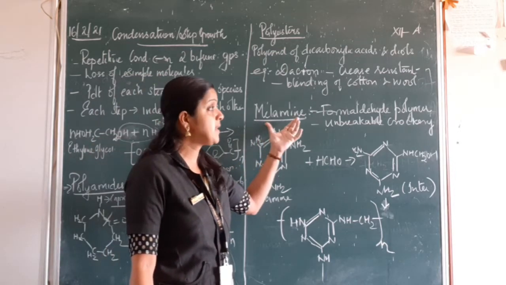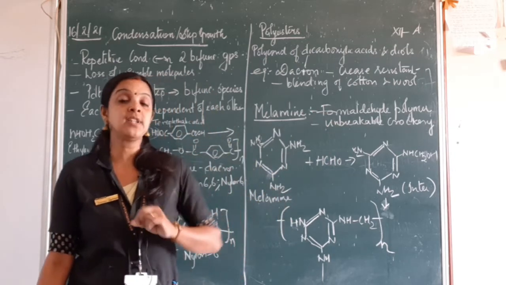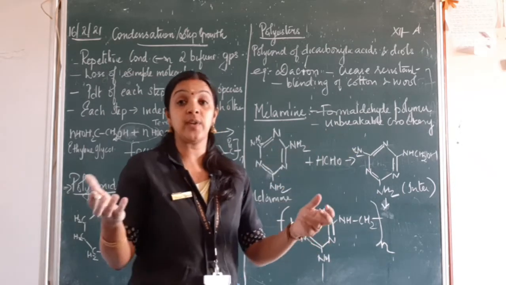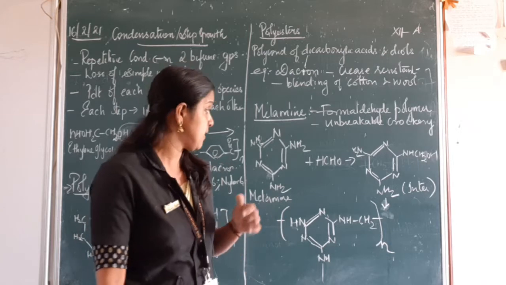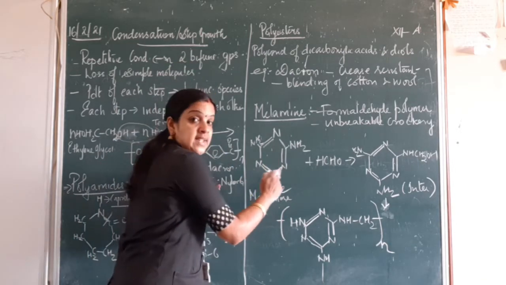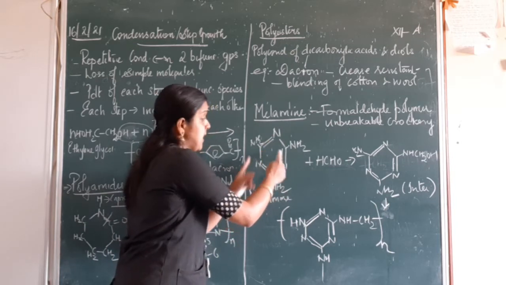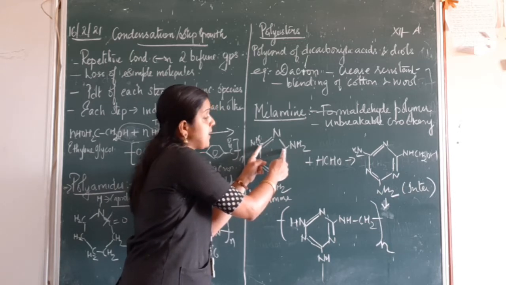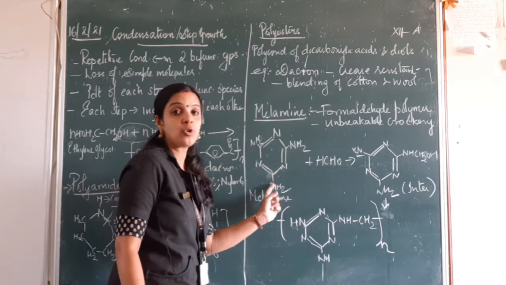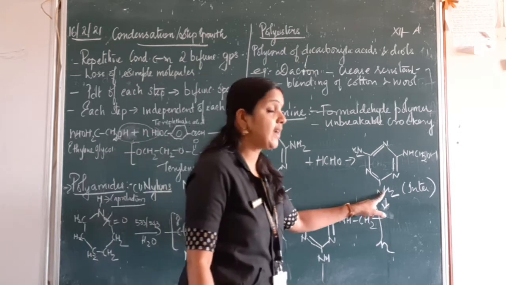Melamine. Melamine is a formaldehyde polymer which is made up of melamine combination with formaldehyde. It is used as unbreakable crockery. It does not break, it is very hard. So it is used in crockery making. Here you have melamine. How does the melamine structure look? You have a ring with alternate single and double bonds, 3 nitrogen atoms, and in the place where carbon has to be there on the outside of hydrogen, you have 3 amino groups. When it is treated with formaldehyde, you get an intermediate.